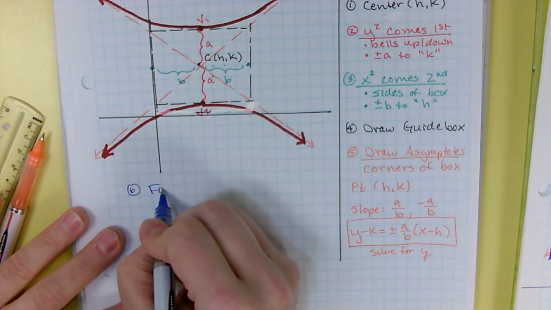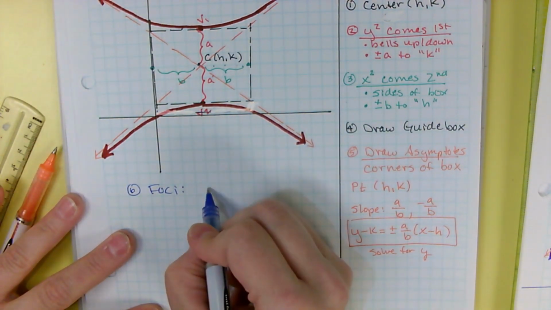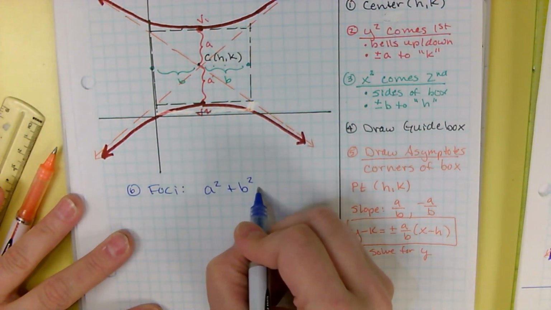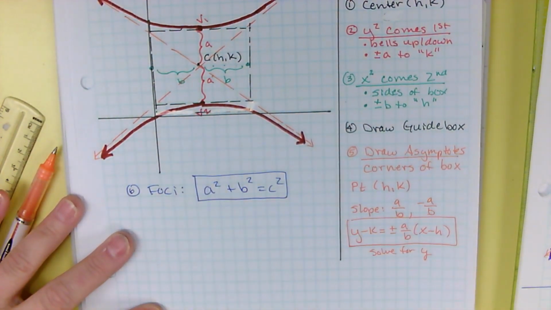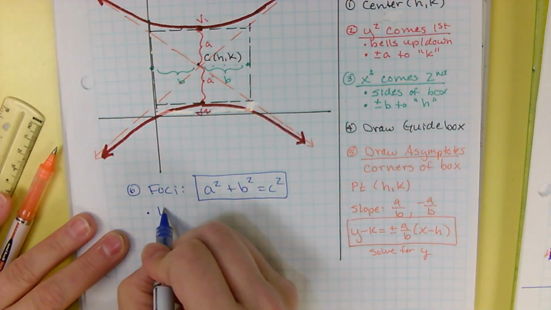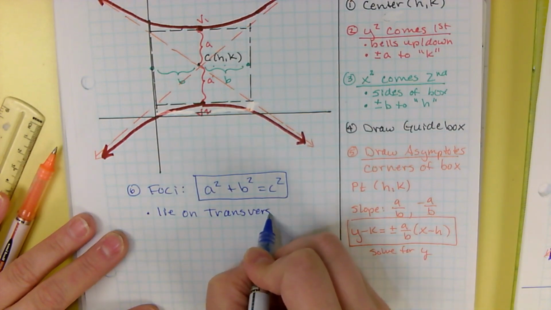Okay, so number 6, last thing is to get the foci. The equation for the foci is a squared plus b squared equals c squared. You remember the one for the ellipse was a squared minus b squared? This one's added. The foci lie on the transverse axis.